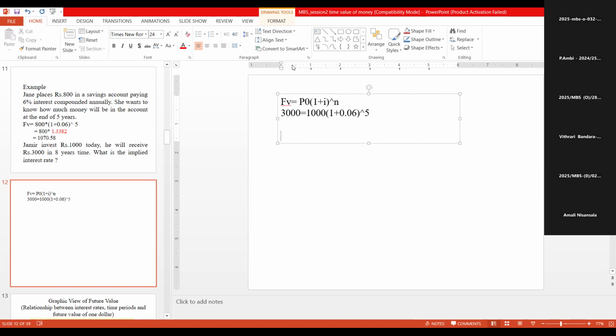Now you can see, this 3000, then you can bring this 1000, in this equation this is multiplication on this side. So if you bring it to this side, 3000 divided by 1000, right? That is the mathematical calculation. Multiplication on this side becomes division, 3000 over 1000 equal to 1.06 power 5. But we don't know I, so we need to put I here. 1 plus I, and this is power 8, okay?